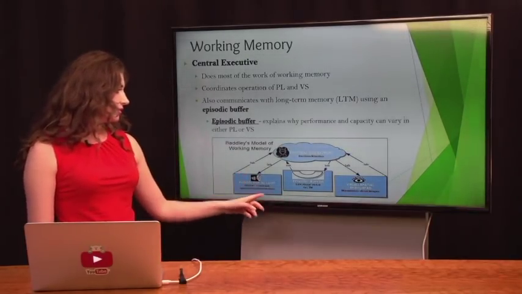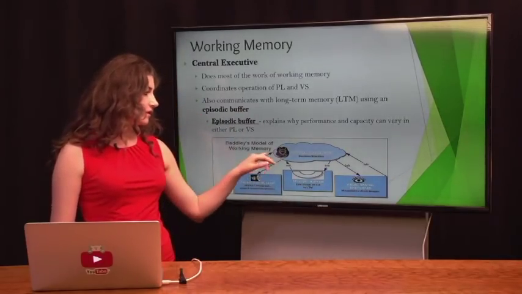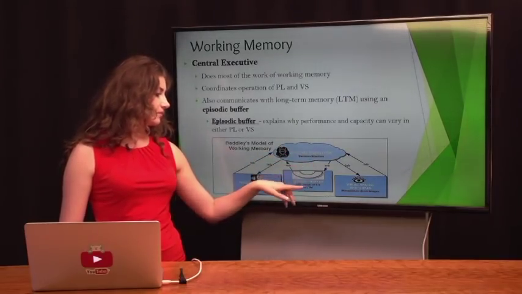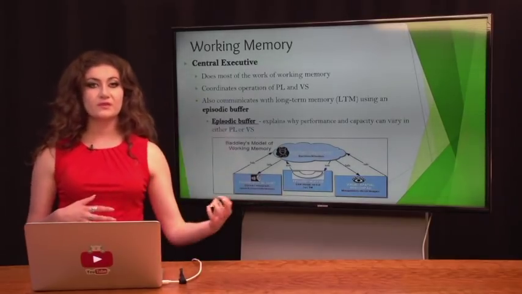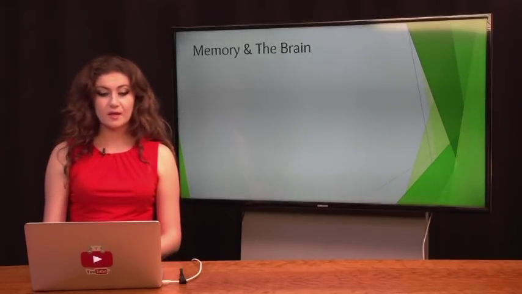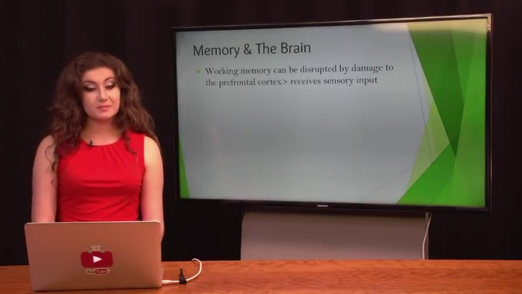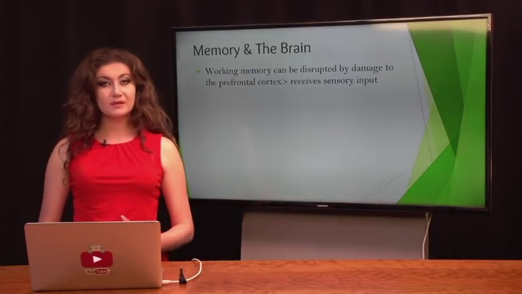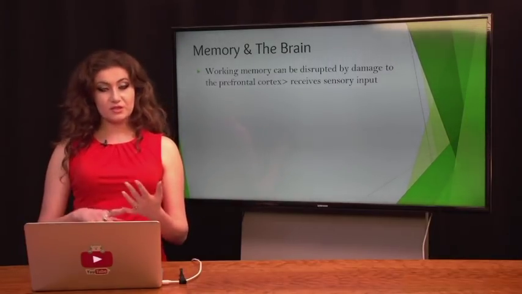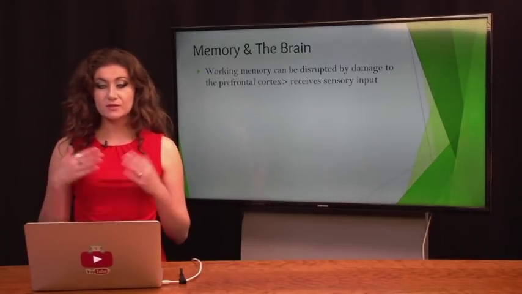So here's sort of an updated version. You have your phonological loop, you have your episodic buffer, and you have your visuospatial sketchpad. All of this information is controlled by the central executive, but now this episodic buffer is allowing you to link visual information and verbal information to your long-term memory. So now we're going to wrap up our lecture today by talking about memory and specific parts of the brain. Working memory can be disrupted by damage to the prefrontal cortex, because the prefrontal cortex is what actually regulates higher level processes such as cognition, thinking, critical thinking, decision making, logic, judgment, and so on and so forth.